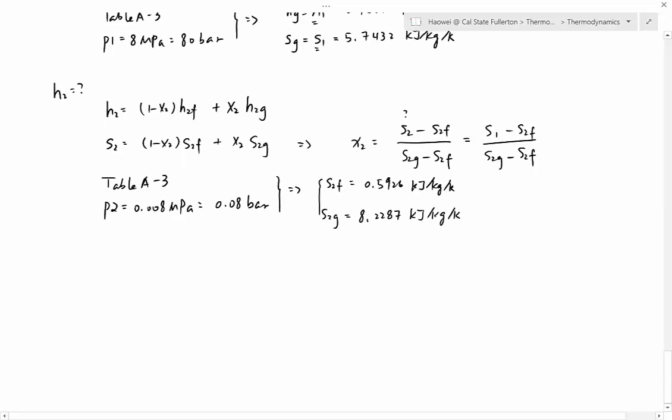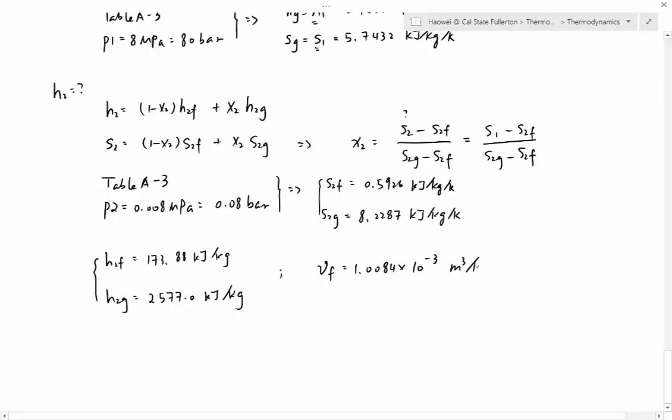And then we also found H2F, H2G from the table. H2F is 173.88 kilojoule per kilogram, and H2G is 2577 kilojoule per kilogram. Okay, and then I also write down nu F, even though I'm not looking for nu F at this moment. It's 1.0084 times 10 to the negative 3 cubic meter per kilogram.